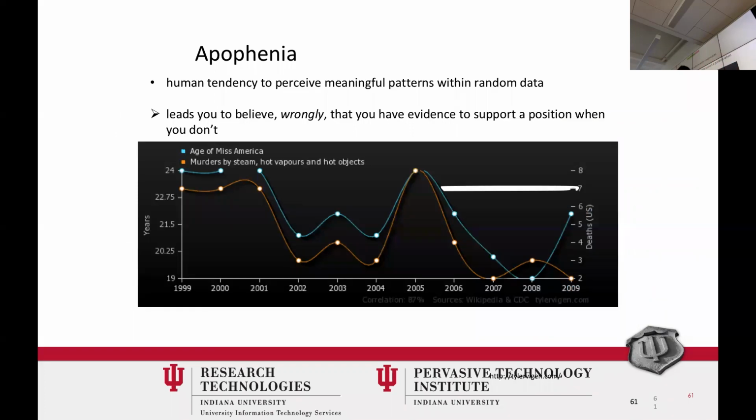So these two plots, right? This plot here is the age of Miss America. I don't know why there's a gap here. And this plot, the yellow one, is the murders that are done by steam or hot vapors or other hot objects. And except for this little blurb, they kind of follow the same pattern. So this is this concept of apophenia, which basically means if we see a pattern, we're going to say, oh, there's a relationship, right? But so you might think, well, obviously, we want to have younger Miss Americas, so there's less murders caused by steam, right? But there's no real correlation, right? So there's a book, I forget the author's name.